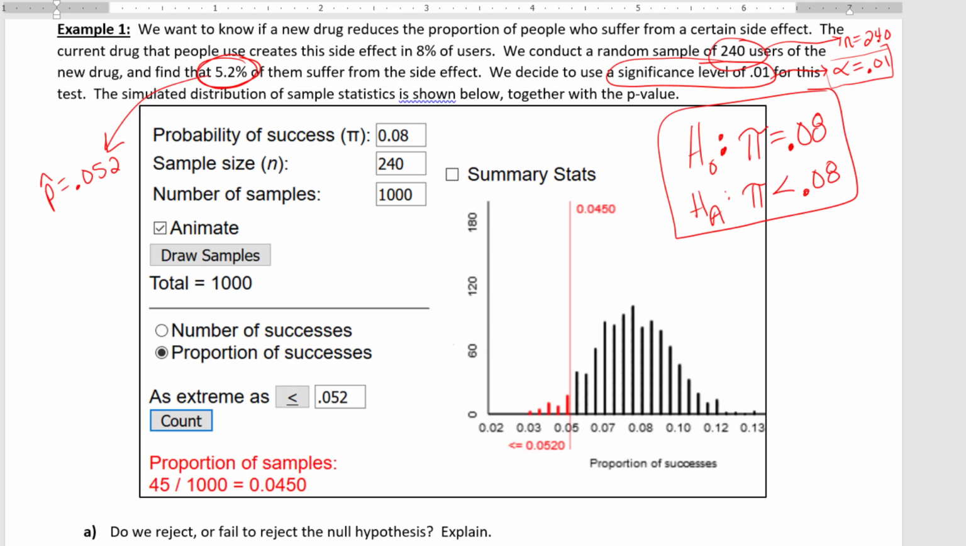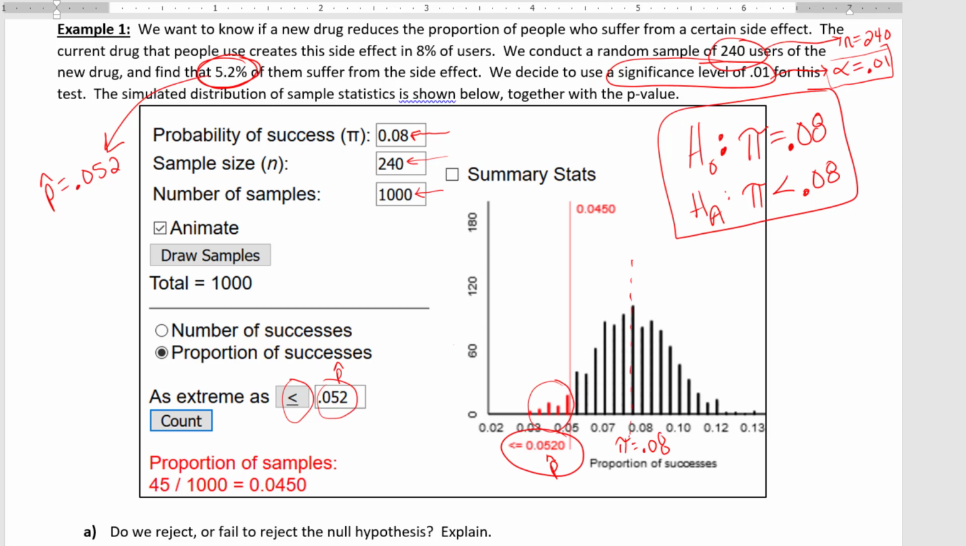All right, the simulated distribution is shown below. So notice we put the value of the parameter from our null hypothesis here, 0.08. We have our sample size here, 240. We're going to do 1,000 simulations, so there's 1,000 dots shown here. We put our statistic p-hat here in the count area, and we use a less than because that's our alternative hypothesis symbol. Okay, the null distribution is centered at pi equals 0.08, and it's counting samples that are like our p-hat of 0.052 and smaller.